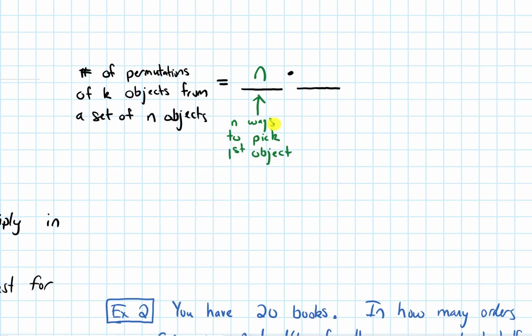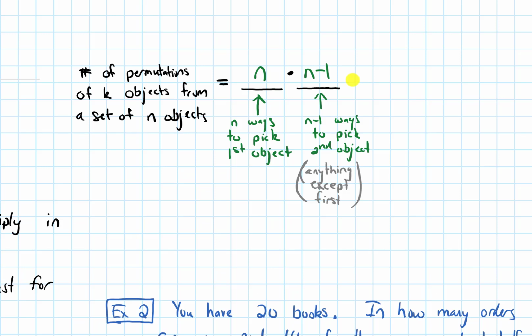All right, so now once we've picked that first object, there are n minus 1 objects left to choose from. So there's n minus 1 ways to pick the second object, because it could be anything except what we picked first. So we get n minus 1 there. And if we kept going like this, for the third object, we could pick anything except for the first two objects that we've chosen. That leaves us with n minus 2 choices for that one. And then we'd keep going like this. Each time we'd subtract 1 from this value until we get to the end.